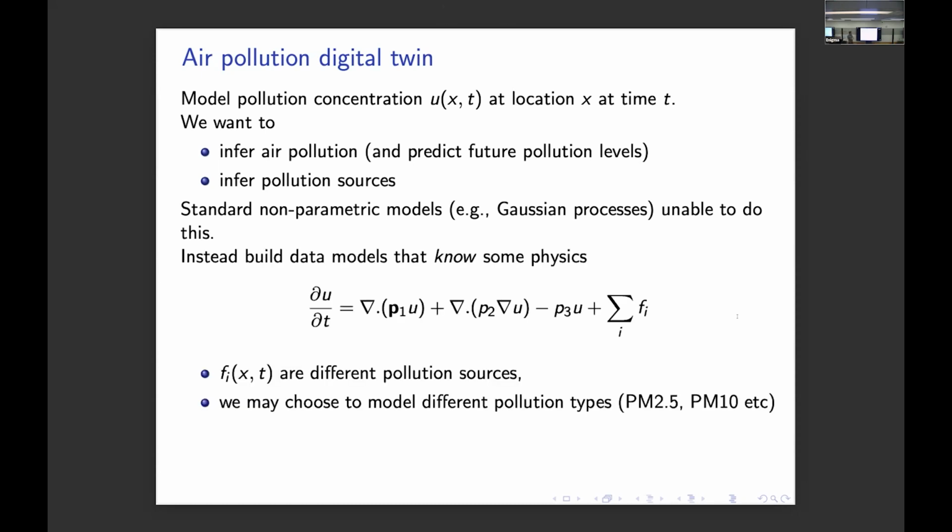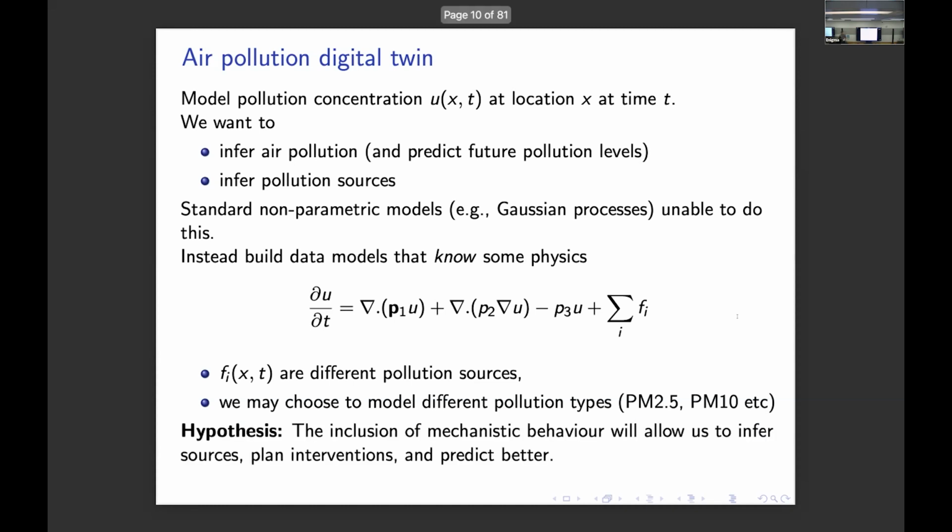So what we're trying to do instead is build models that do know some physics, that have some idea that pollution behaves in a certain way. This is an advection diffusion reaction equation. It says pollution gets blown around by the wind. It advects: when the wind blows, it moves across the city. It diffuses, so it goes from areas of high concentration to low concentration. It reacts with stuff, so it sticks to trees, it floats off into the atmosphere, it sticks to the ground, whatever, and it disappears. And it's caused by stuff. So this is what we're interested in: what's driving this? What are the different pollution sources?